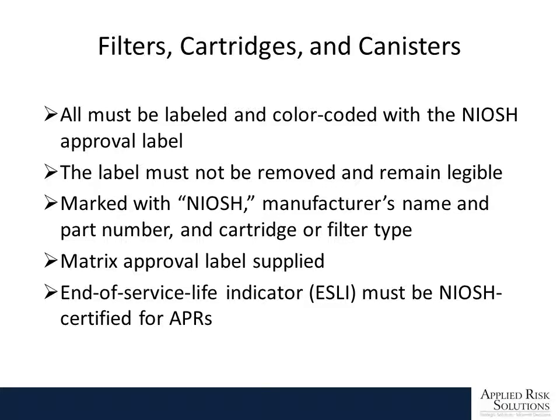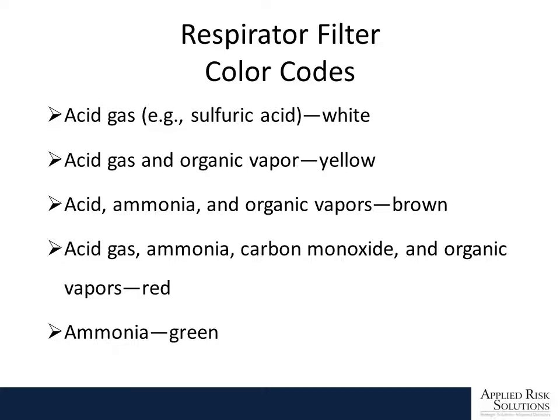You have filters, cartridges, and canisters. All must be labeled and color-coded with a NIOSH approved label. NIOSH is the organization which basically gives oversight for respirators and those types of issues. The label must not be removed, and it must remain legible. It must be marked with the NIOSH manufacturer's name and part number, and the cartridge or filter type, the approval label supplied, and an end of service life indicator must be NIOSH certified for APRs.